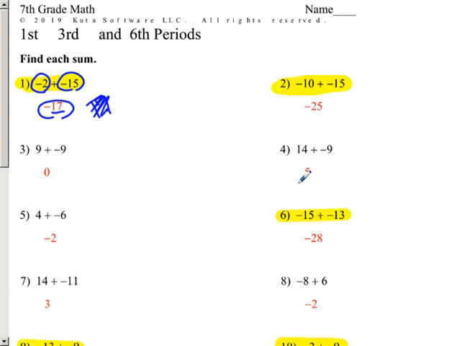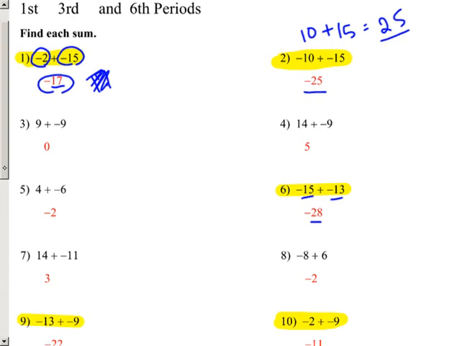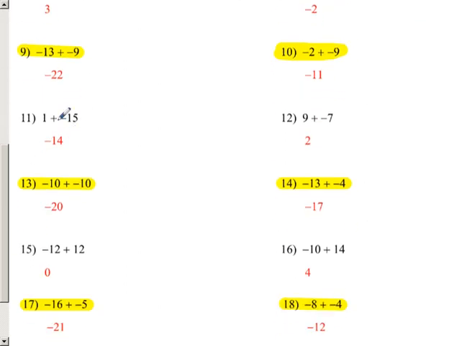Make sure it's negative. It's just like this: 10 plus 15 would equal positive 25 because they're both positive, so this would be a positive answer. If they're both negative, then it needs to be a negative answer. And so 15 and 13 added up is 28. Make sure it's negative 28. Same thing's happening with all the others on here. Negative 22, negative 11, negative 20, negative 17, negative 21, negative 12.